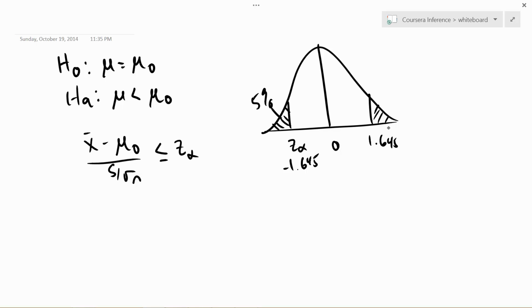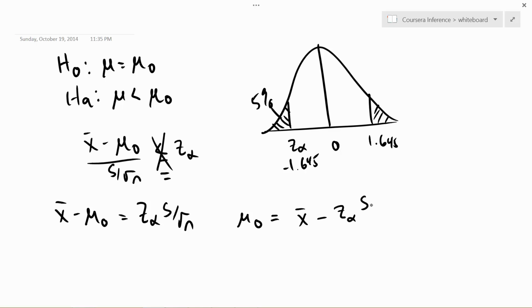Okay, so if we want the boundary where we switch from being significant to non-significant, we're going to want to replace that inequality with an equality and solve. So we get x bar minus mu naught equals z sub alpha, and let's go one step further. We multiply through by s over square root n, and then let's just solve that, and we get mu naught is equal to x bar minus z sub alpha times s over square root n.